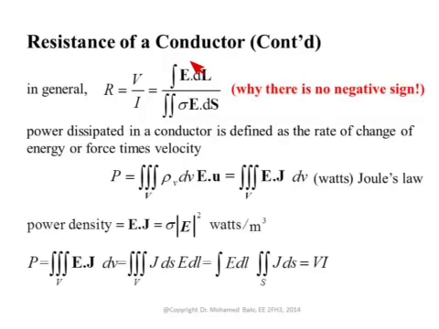Because this quantity will be positive if I select the proper direction for ds. The current is flowing from the positive terminal to the negative terminal, so there is no need to include the negative sign here.